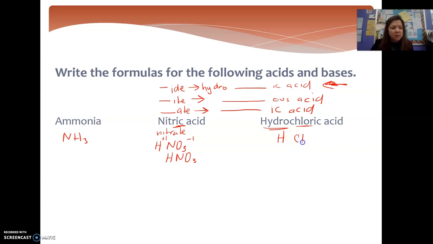And so I have the Cl for chlorine, and all I do is swap and drop to make sure I write the formula correctly. Hydrogen is a +1, chlorine is -1, so HCl. And we've talked about that one a lot in class. HCl is hydrochloric acid.